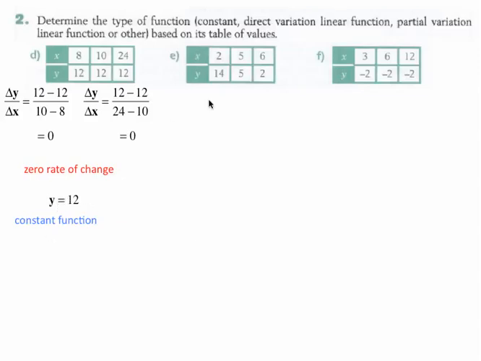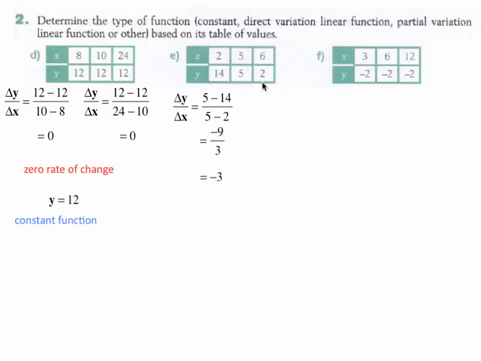All right, for E, for the rate of change, I'm going to look at these 2 points. So delta y is 5 take away 14, which is going to be negative 8, sorry, not negative 8, negative 9, and then 5 take away 2, which is going to be 3. Okay, so negative 9 over 3 is negative 3. So we have a negative rate of change. So it's a decreasing function, at least it's starting as a decreasing function.